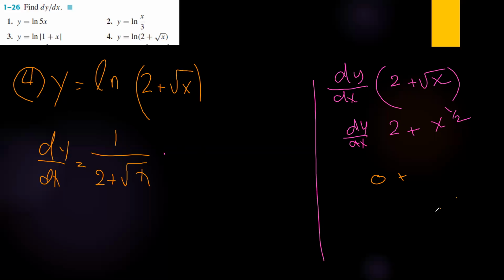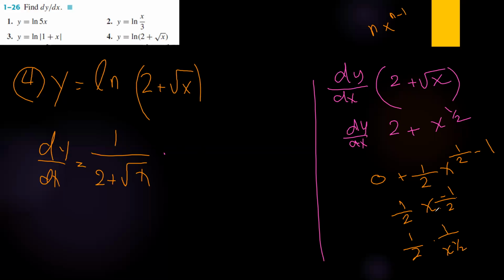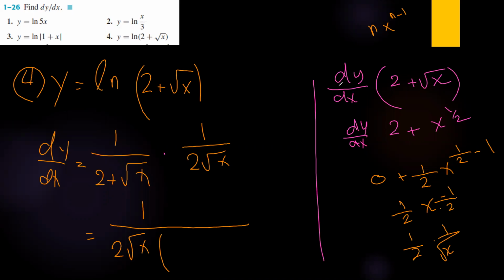So 0 plus, I will remind you, n x to the power n minus 1. So half x to the power half minus 1. So it is half x to the power negative half, or you write it as half times 1 over x to the power half, and this you can write as square root of x. So its derivative is 1 over 2 square root of x. So the final answer is 1 over 2 square root of x times 2 plus square root of x.